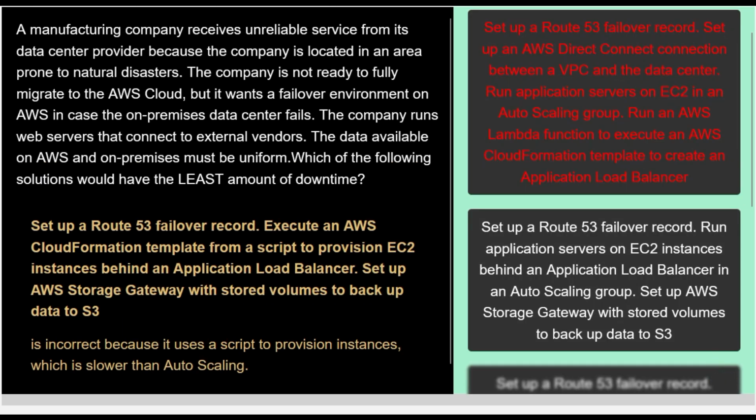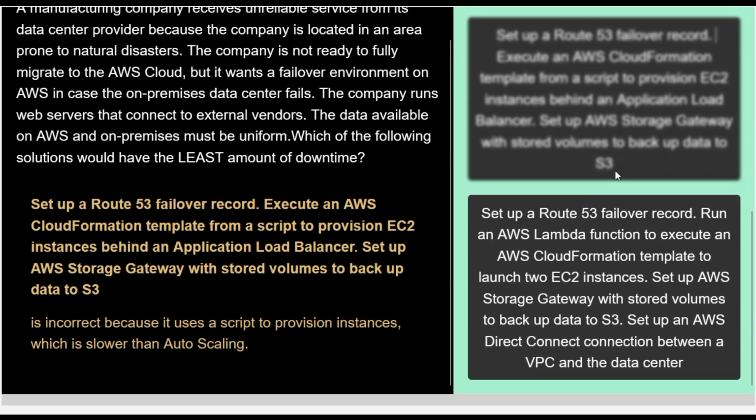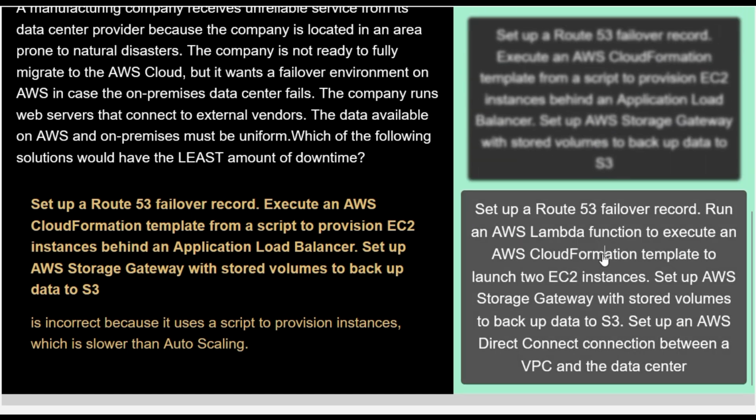Let us go to option number 3. Set up a Route 53 failover record. Execute an AWS CloudFormation template from a script to provision EC2 instances behind an application load balancer. Set up AWS Storage Gateway with stored volumes to back up data to S3. This option is incorrect because it uses a script to provision instances, which is slower than auto scaling. Yes, your option number 3 is the wrong answer.